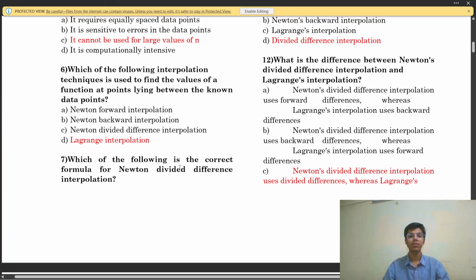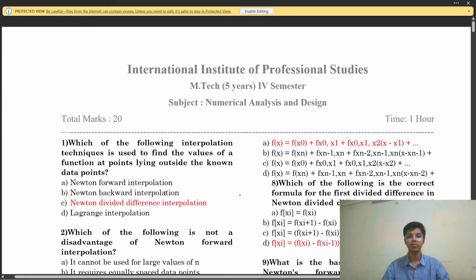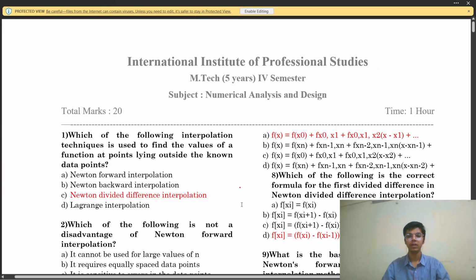Now seventh one is, which of the following is the correct formula for Newton divided difference? So here following formulas are given, and the correct formula is A. f(x) is equal to f(x0) plus f[x0, x1] into (x minus x0) plus f[x0, x1, x2] into (x minus x0)(x minus x1) plus dot dot dot.